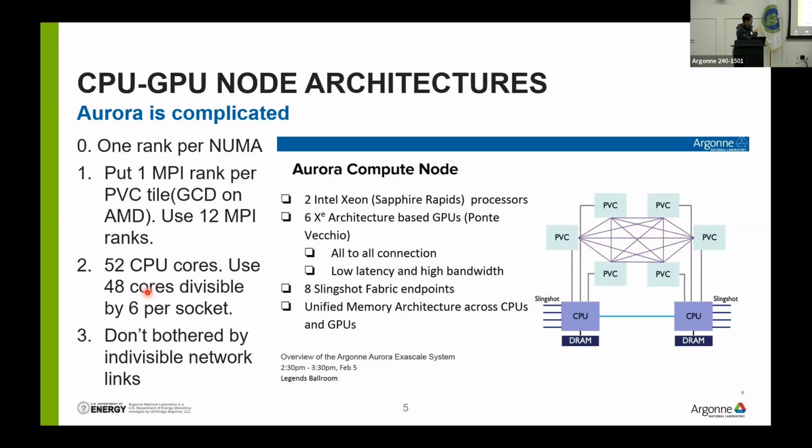Then it has 2 CPU sockets. Each CPU socket has 52 cores. You find immediately it's not divisible by 3 or 6 or the number of GPUs. So in this particular scenario, if you are using GPUs, you have to think about how to divide things by the GPU, not by the CPU. And you're okay to let a few CPU cores be idle.